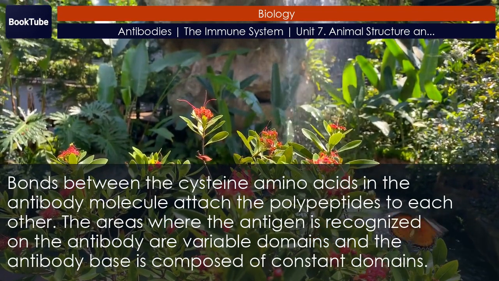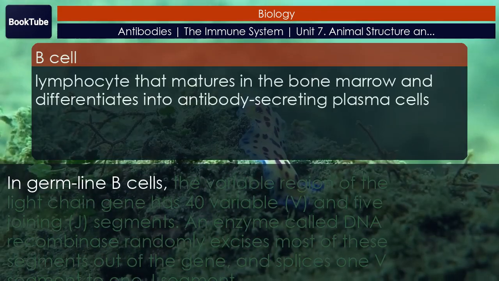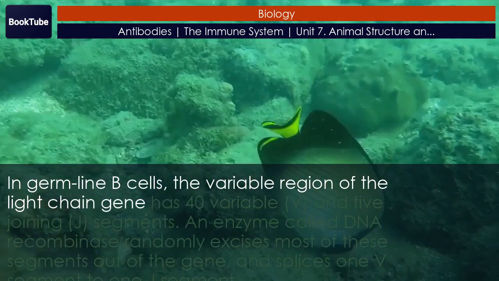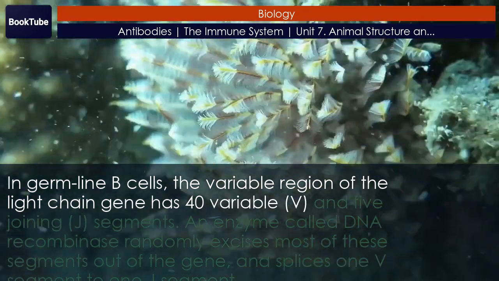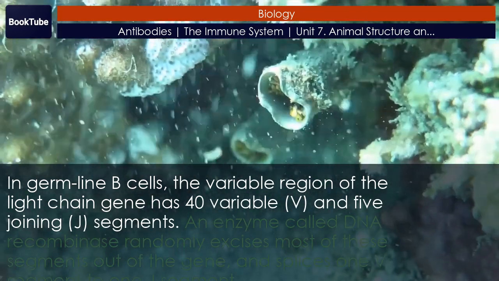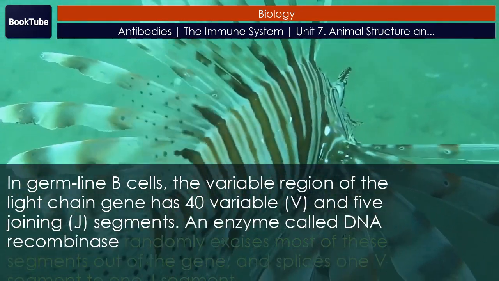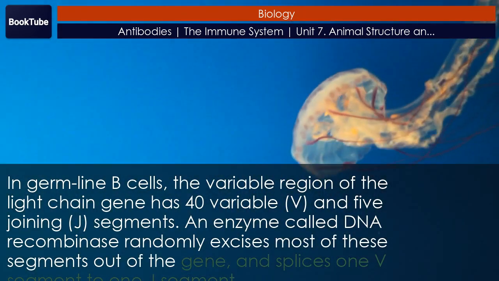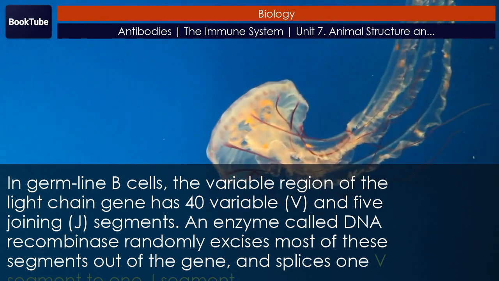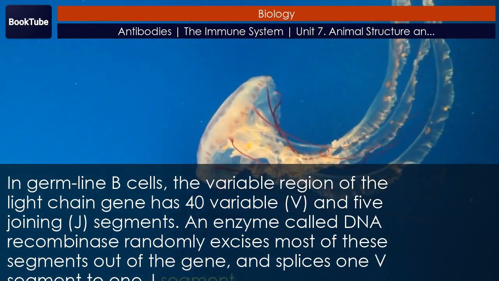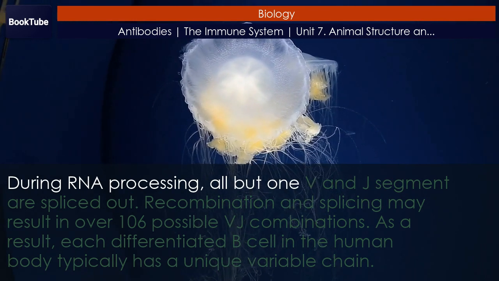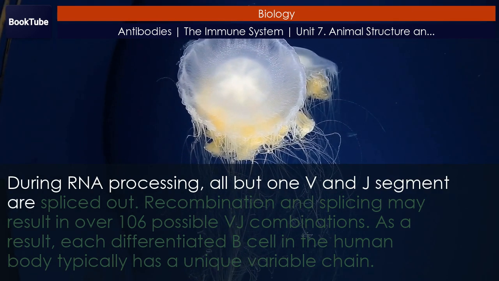The antibody base is composed of constant domains. In germ-line B cells, the variable region of the light chain gene has 40 variable V and 5 joining J segments. An enzyme called DNA recombinase randomly excises most of these segments out of the gene and splices one V segment to one J segment. During RNA processing, all but one V and J segment are spliced out.